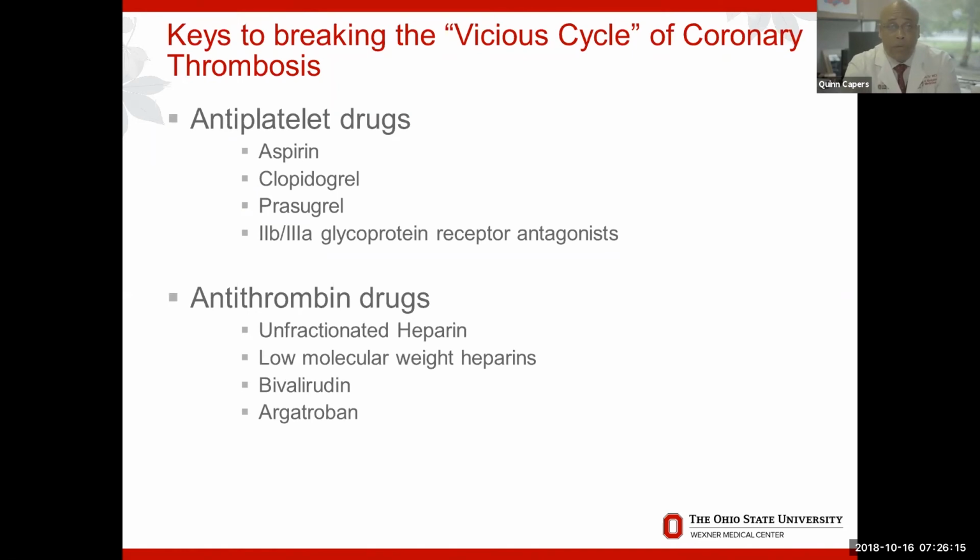On the antithrombin side, we've got unfractionated heparin, which is a mainstay in the CCU in treating our heart attack patients. Also low molecular weight heparins, and there are some other direct antithrombins. You can use any ones you want, but the point is, what I want to leave with you is to effectively treat your acute coronary syndrome or your heart attack patient, you must inhibit both arms of the coagulation cascade, the platelet arm and the thrombin arm.